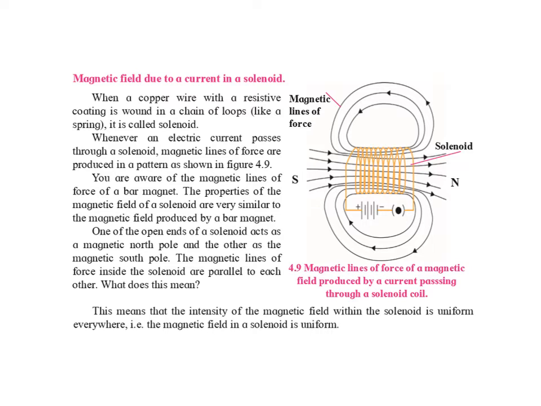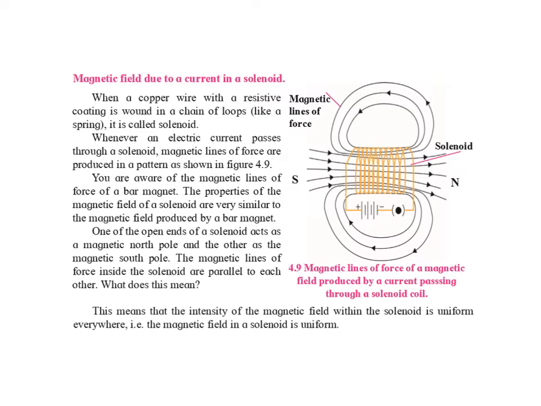We saw that in the case of a loop, at the center of the loop, the magnetic lines of force become like a straight line. You are aware of the magnetic lines of force of a bar magnet. The properties of the magnetic field of a solenoid are very similar to the magnetic field produced by a bar magnet.